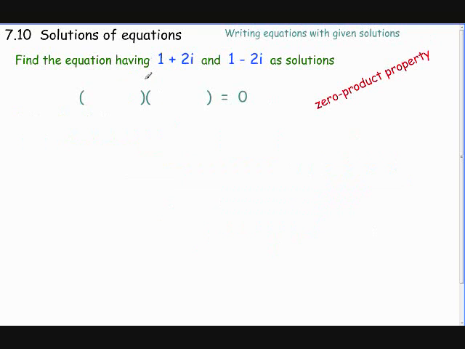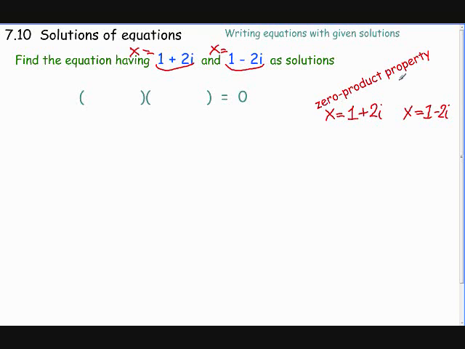Find the equation having this and this as its solutions. What's that telling me? That's telling me that x is equal to that, and x is also equal to that. I'm going to have to go backwards with this zero product property. Do you remember that zero product property? I'm going to start with x equals 1 plus 2i. I know I'm also going to have to do x equals 1 minus 2i.